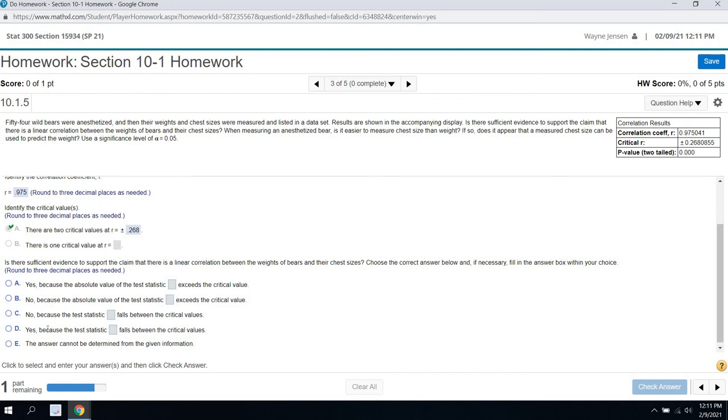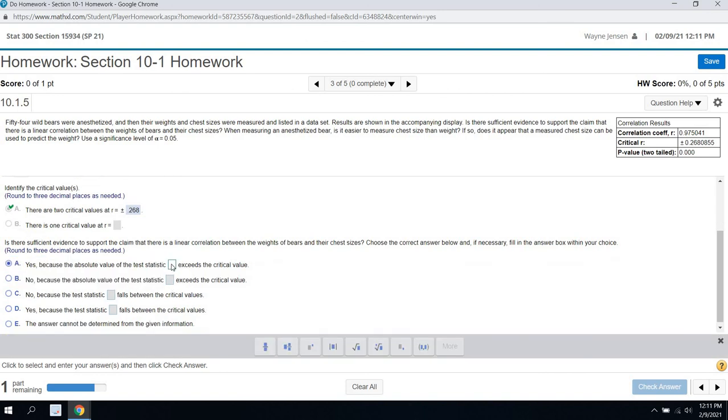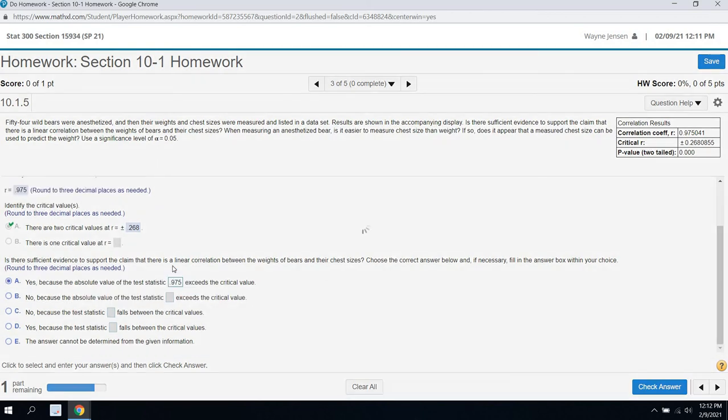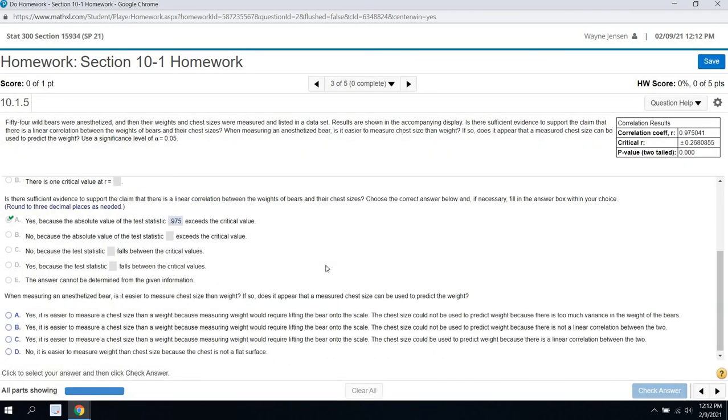And so it's going to be one of these, yes, because the test statistic falls between. And it's going to be this one, because the test statistic. Now, what's the test statistic? The test statistic is the R value. So it's the 0.975. So that may have taken some explanation. The test statistic is that R value.